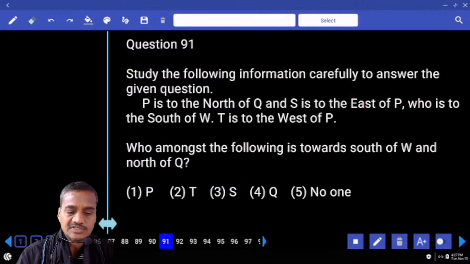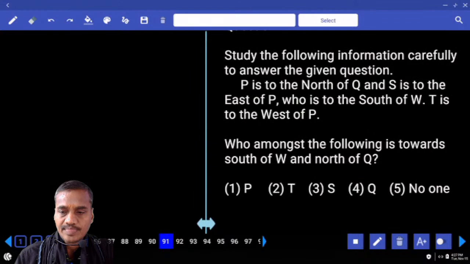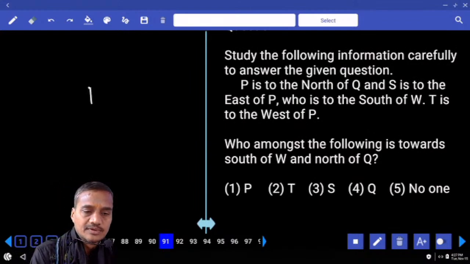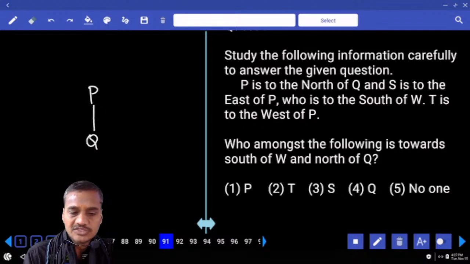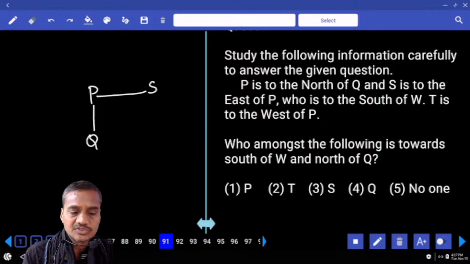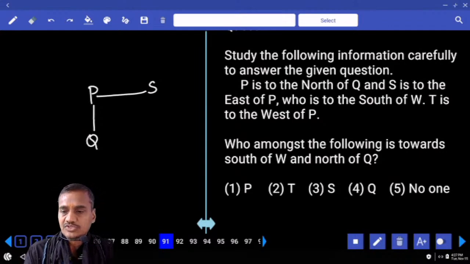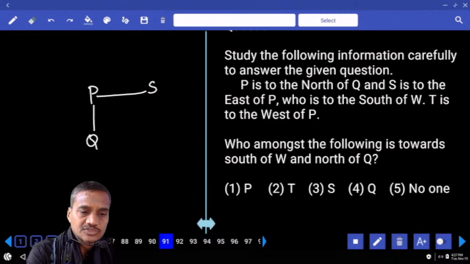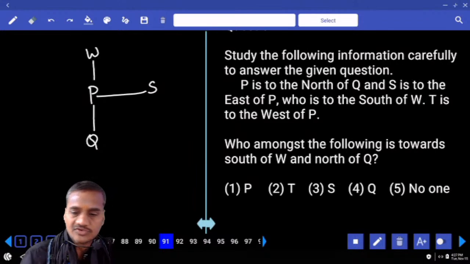Then 91 onwards, they are based on directions. Here, P is to the north of Q. Now this is P, which is to the north of Q. And S is to the east of P. S is to the east of P. And P is to the south of W. P is to the south of W means W is to the north of P.